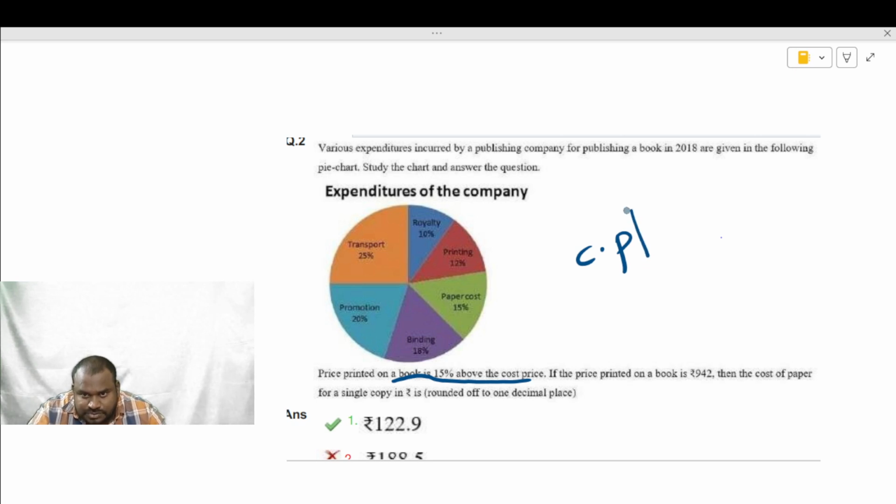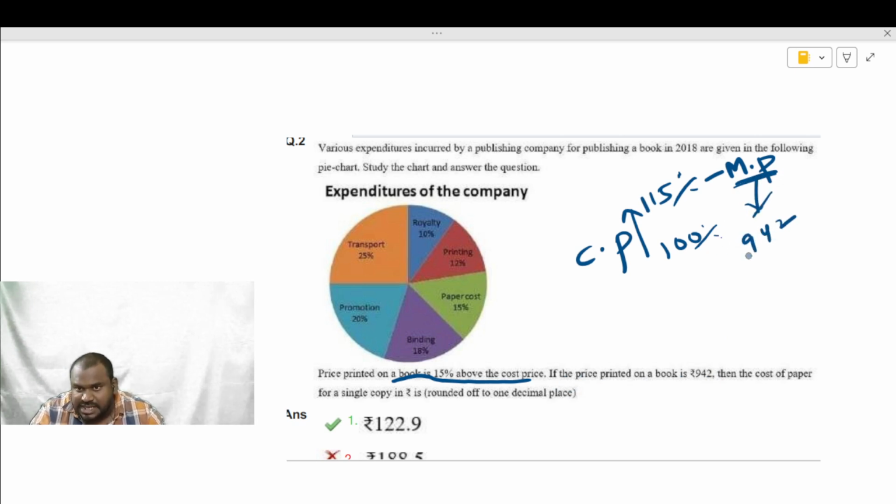So increase it by 15%. Then it will become the market price, or printed price. So if cost price is 100%, 115% is nothing but the market price. That's what he's giving indirectly. If the price printed on a book is 942, printed on a book is nothing but market price. Indirectly he gave 115% as 942.